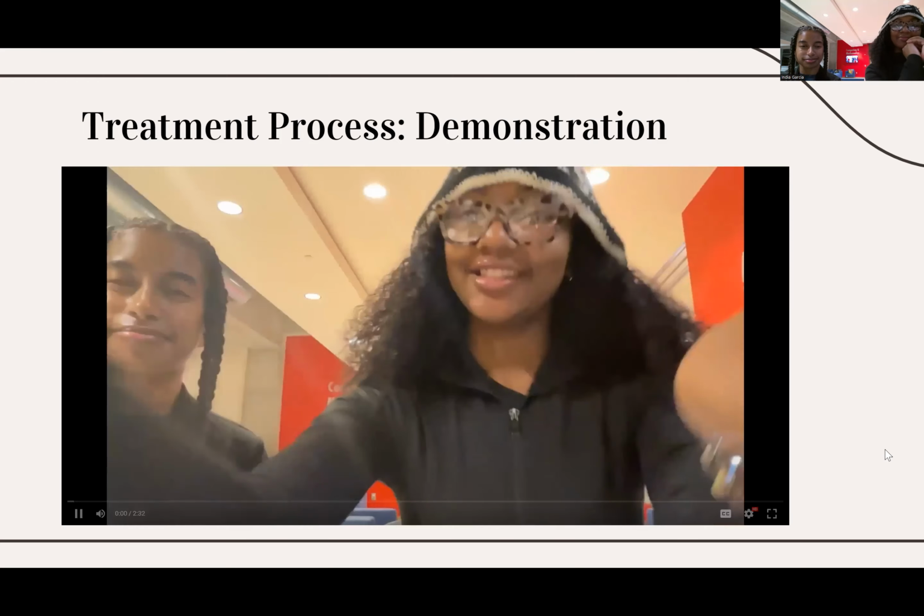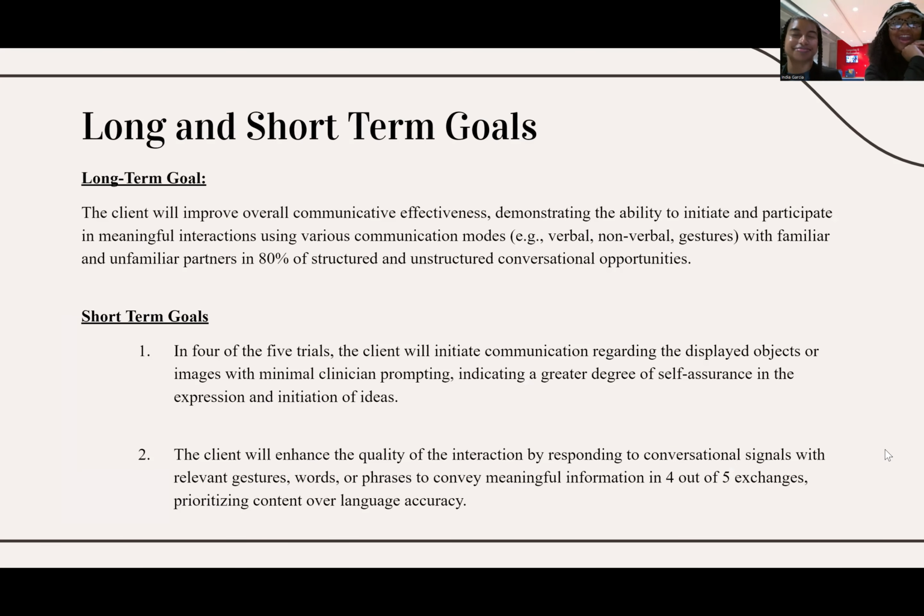All right, we'll continue now. Okay. All right, so our long-term and short-term goals. Our long-term goal is for the client to improve overall communicative effectiveness, demonstrating the ability to initiate and participate in meaningful interactions using various communication modes, verbal, nonverbal, gestures, with familiar and unfamiliar partners, in 80% of structured and unstructured conversation opportunities.